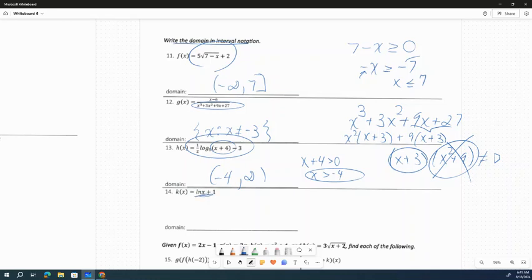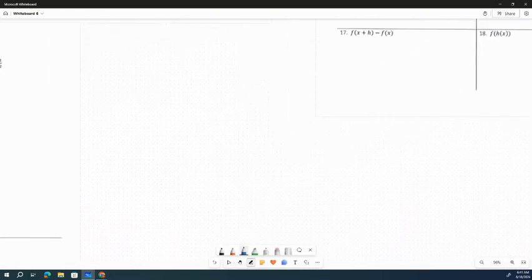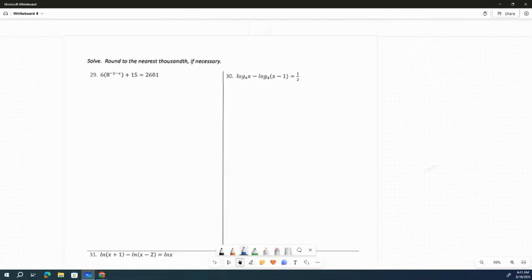And then likewise here, x would have to be greater than 0. And of course, usually we write everything in interval notation. All right, with that being said, I think the composition functions you guys were good with. If not, I think I have plenty of videos on that as well.